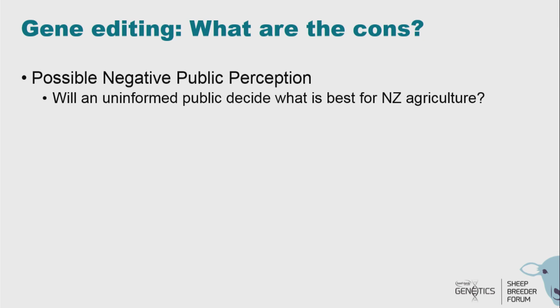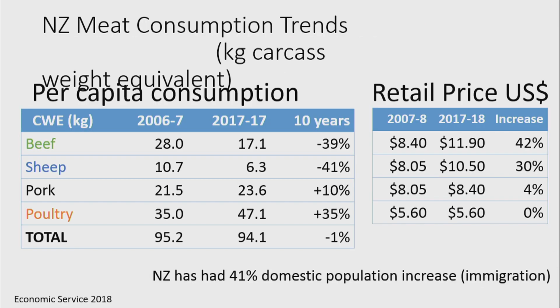What are the cons? The real big con is the possible negative public perception. And we have the issue about whether an uninformed public will decide what is best for New Zealand agriculture. And I just want to show you a slide here that scared me a little bit when I saw this recently. This is showing the per capita consumption in New Zealand of beef and sheep over the last 10 years.